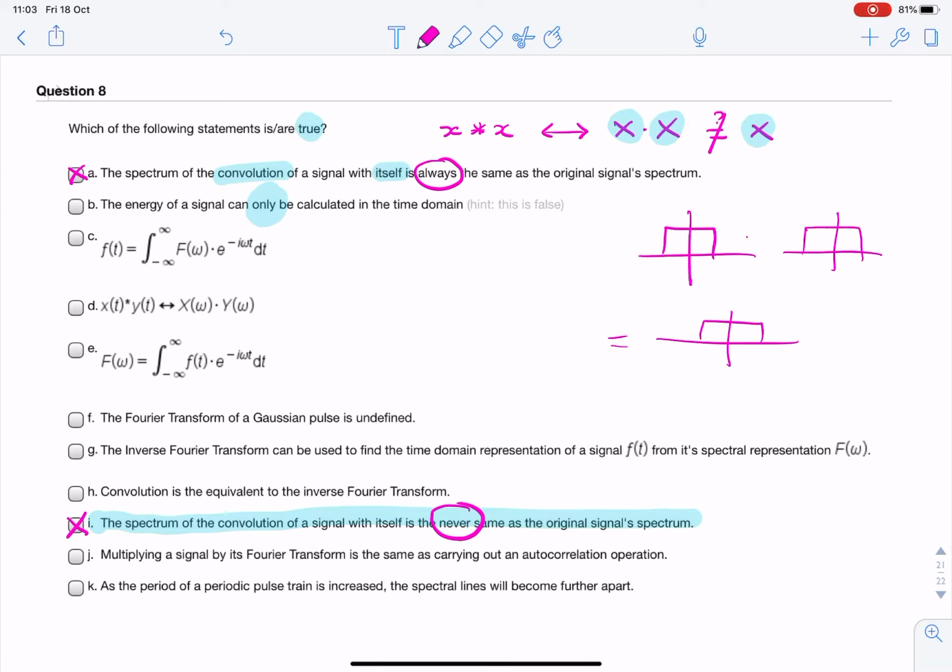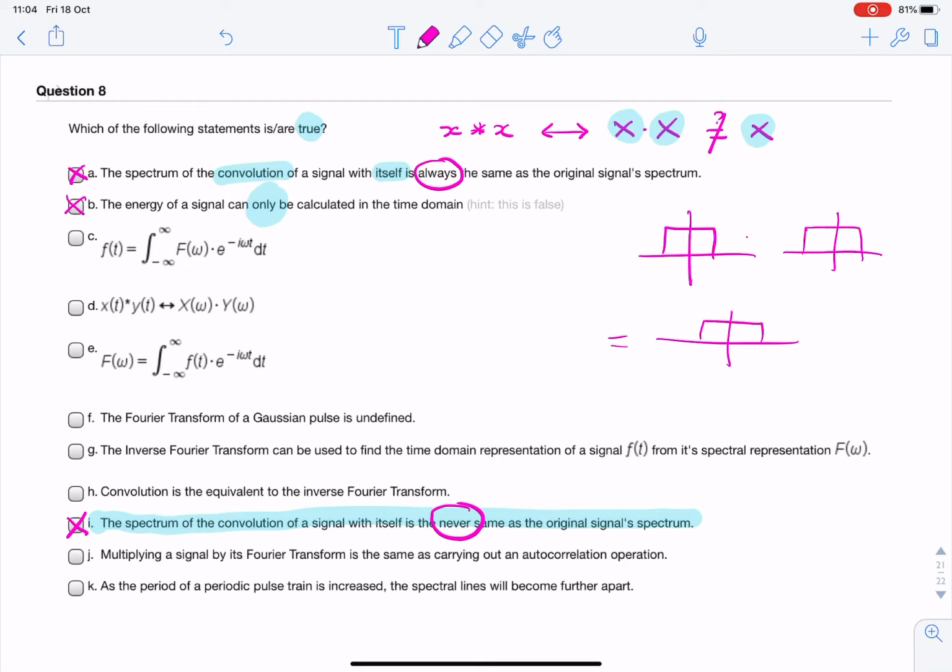The energy of a signal can only be calculated in the time domain. Okay, now if you remember Parseval's theorem, it says that we can calculate the energy from x of t or x of omega, because it's the same signal. So because it says only, then it's false. So B can't be true.